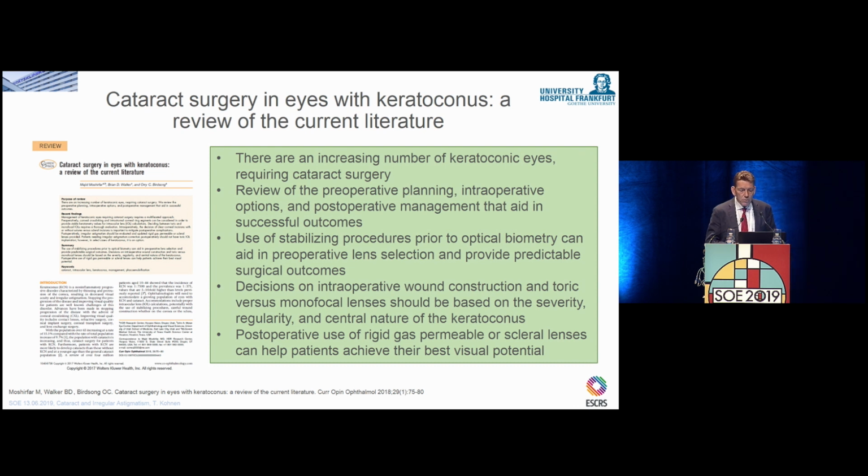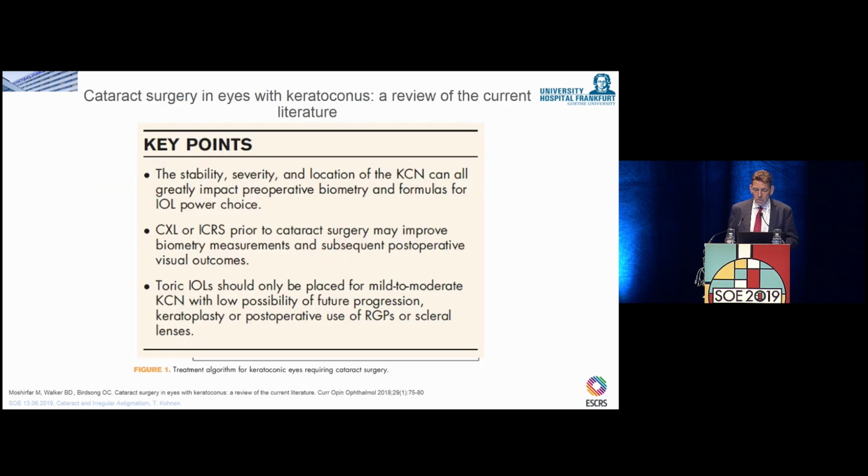If you look at cataract surgery in eyes with keratoconus, a review of the current literature, what they found is that there is an increasing number of keratoconus eyes requiring cataract surgery. The review also showed that the planning is important, the use of stabilizing procedures might be important, and the decision on intraoperative wound construction and toric versus monofocal lenses becomes more and more important as the severity, regularity, and the central nature of the cornea increase. Post-op use of rigid gas permeable contact lenses can still improve, but of course we would like to achieve this with our procedures.